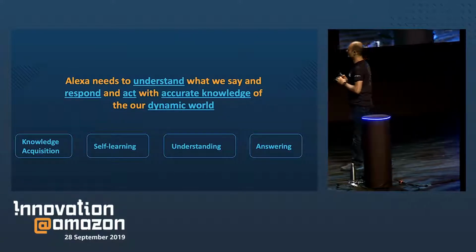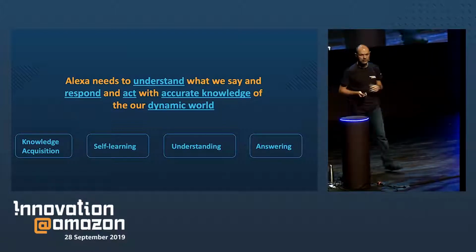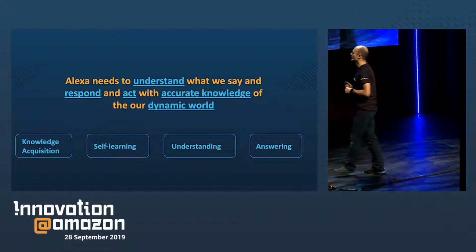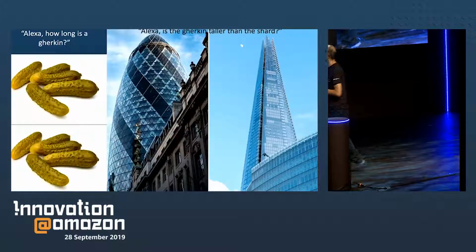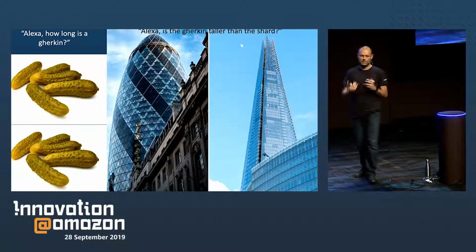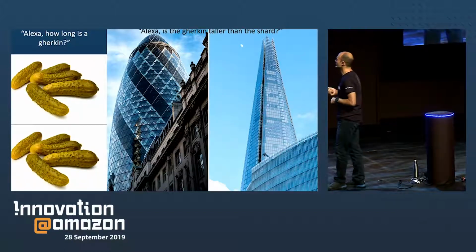However, there are many, many pieces of systems that need to actually run in parallel and with high accuracy to enable Alexa to behave intelligently. To start with, and to explain to you why this is a difficult challenge, you can start with some simple questions that you could ask Alexa.